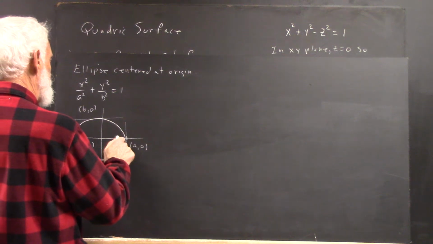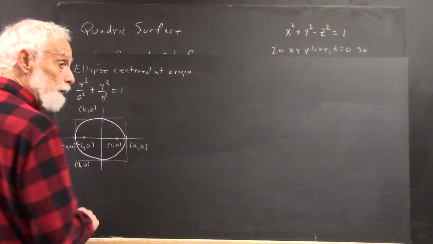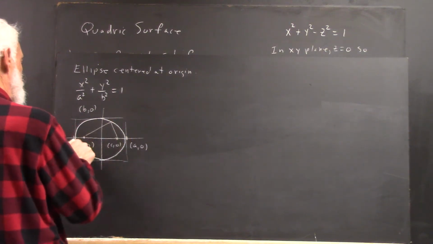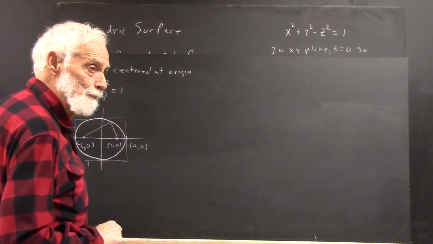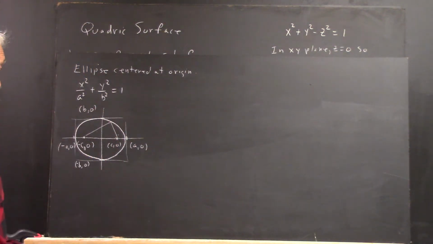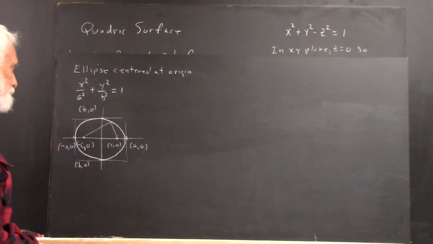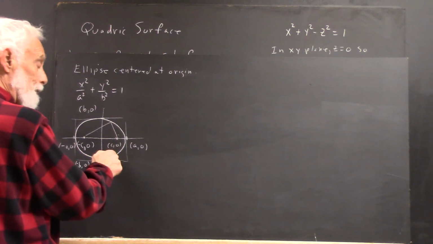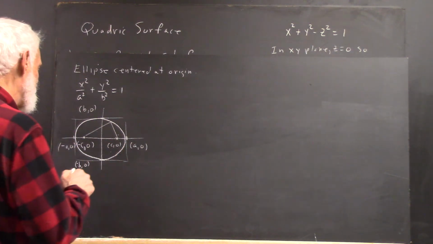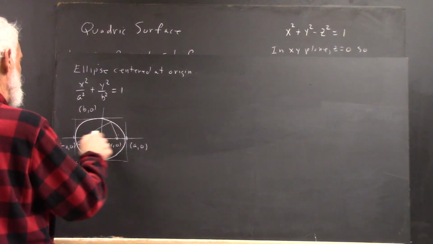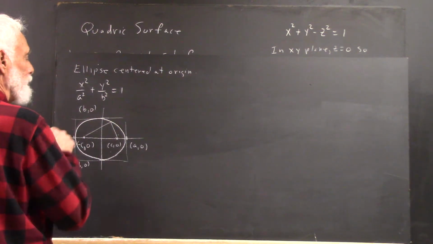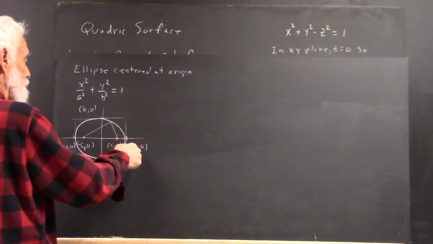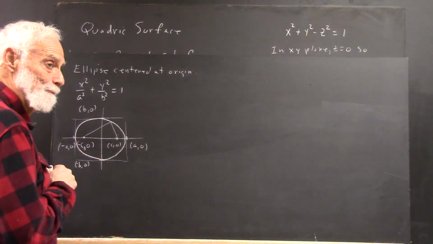Negative c, 0, and c, 0. I don't think I necessarily located that very well. And the sum of these distances is always the same. So what's the sum of these distances? Well, the distance from here to a, which is a minus c, and from here to negative a, and that's a plus c. Okay? So it's 2a. The sum of these distances is 2a. Right? Okay?